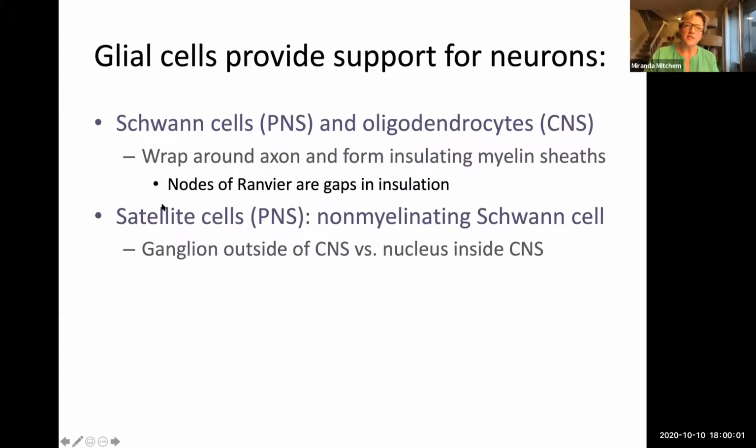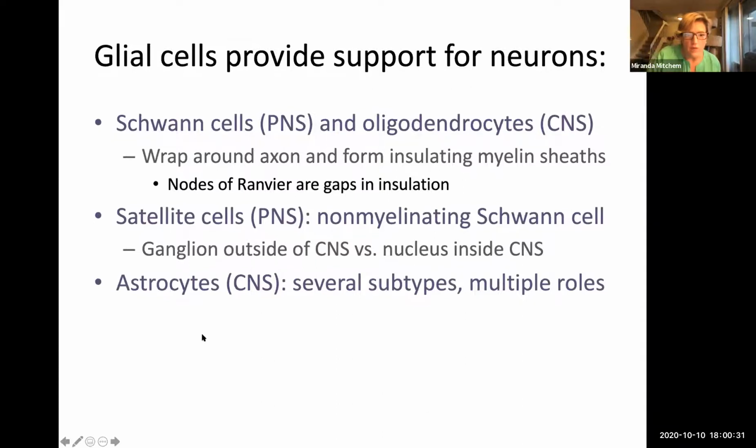All right, moving on. Satellite cells are part of the peripheral nervous system, and they're like a Schwann cell, but they do not make myelin. I'll show you a picture of where they are in just a moment. So if they are outside of the central nervous system, they're called a ganglion. So you may have heard that term, a ganglion. Whereas if they're inside, it's a nucleus inside the central nervous system.